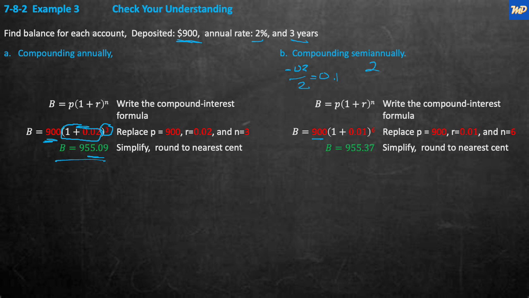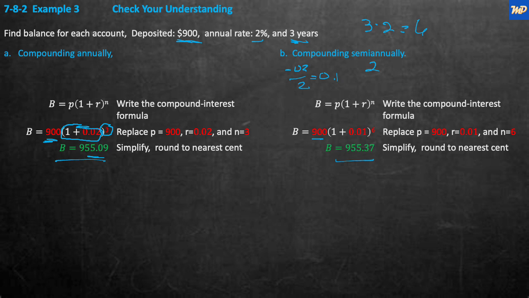6 periods. How do we get 6 compoundings? Because we went 3 years and it's 3 years times 2 interest periods per year, which gives us 6 total periods. And when we do this mathematics, B is going to be 955.37.